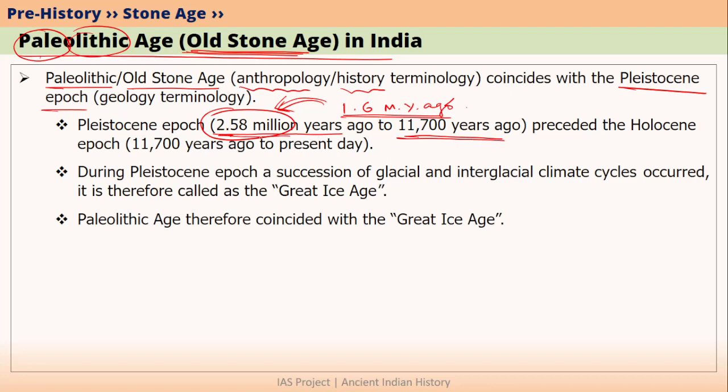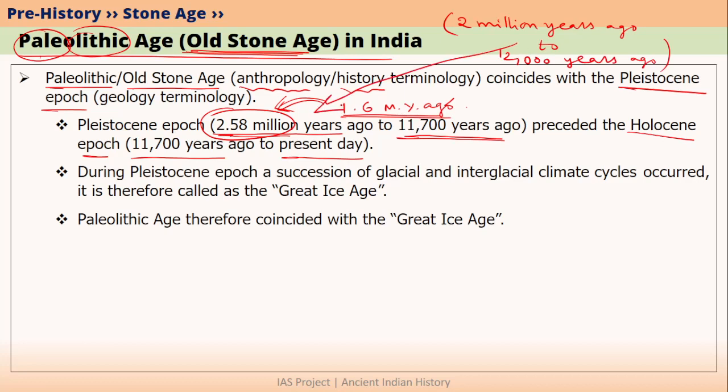After Pleistocene epoch ended, Holocene epoch started. Alright, Holocene epoch timeline is from 11,700 years ago onwards until the present day. So we can simply say today people are living in Holocene epoch. But Paleolithic age, as we know, the timeline is 2 million years ago to 12,000 years ago. This largely coincides with Pleistocene epoch, that is 2.6 million years ago to 11,700 years ago. So what happened during Pleistocene epoch?